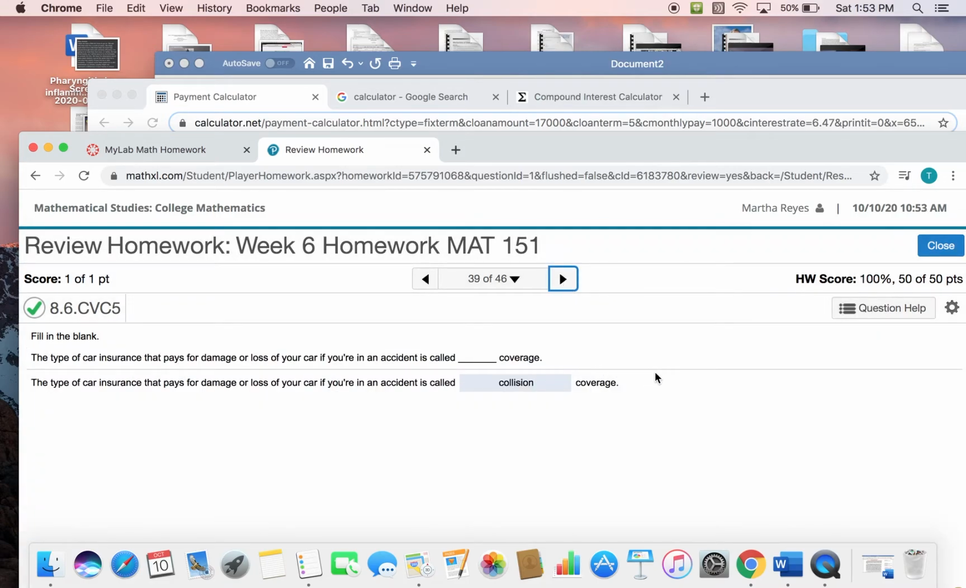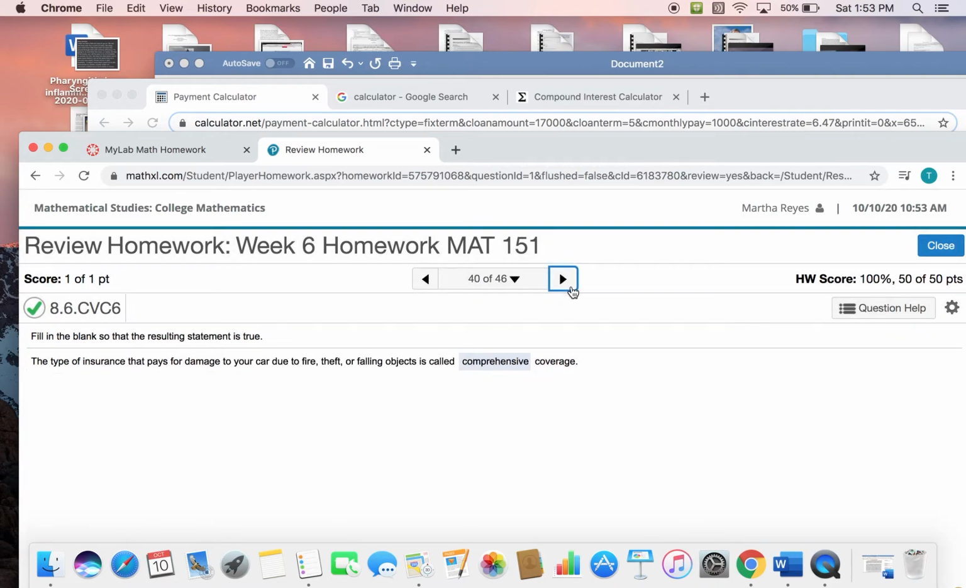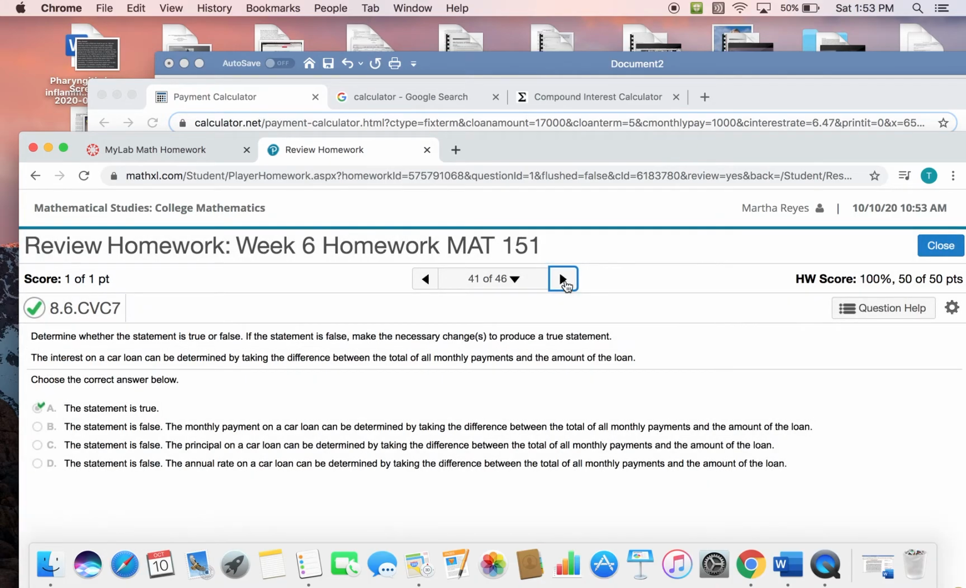Now, if the insurance is going to pay for the damage on your car, that's going to be collision coverage if you've been in an accident. Okay. Now, if there's another reason besides an accident, like your car is damaged because of fire, theft, or falling objects, that's comprehensive coverage. So you might just want to review some of those terms.